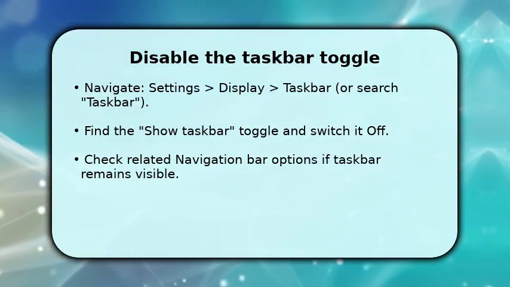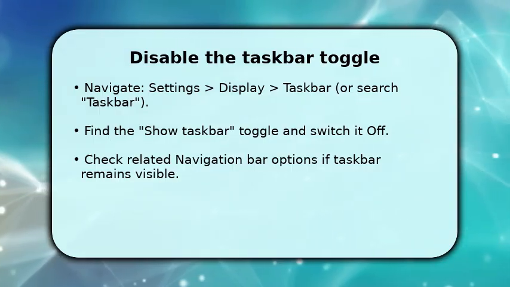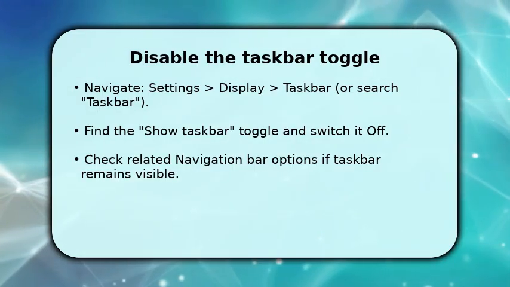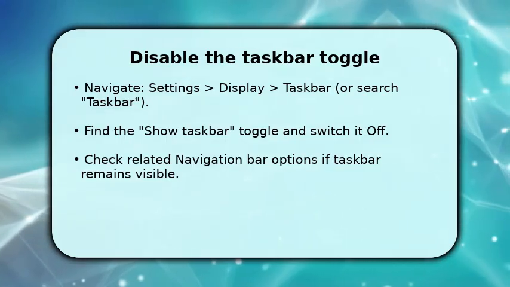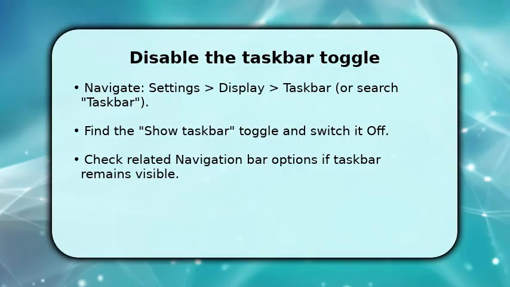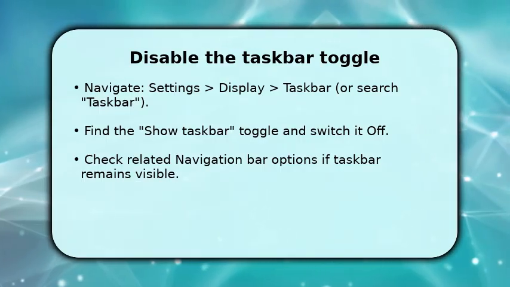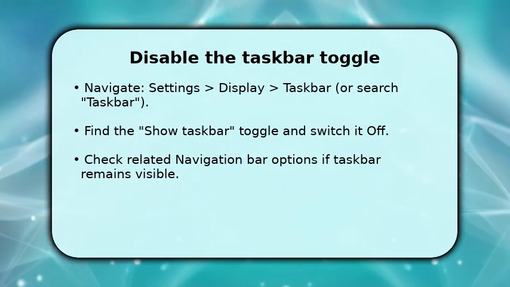If your model lists navigation bar settings instead, disable persistent taskbar or auto-hide options there. Do this because different One UI versions label them differently. Make sure to confirm any prompts and observe whether icons disappear immediately. If icons persist, check for companion options like edge panels or DX mode that can recreate a taskbar.